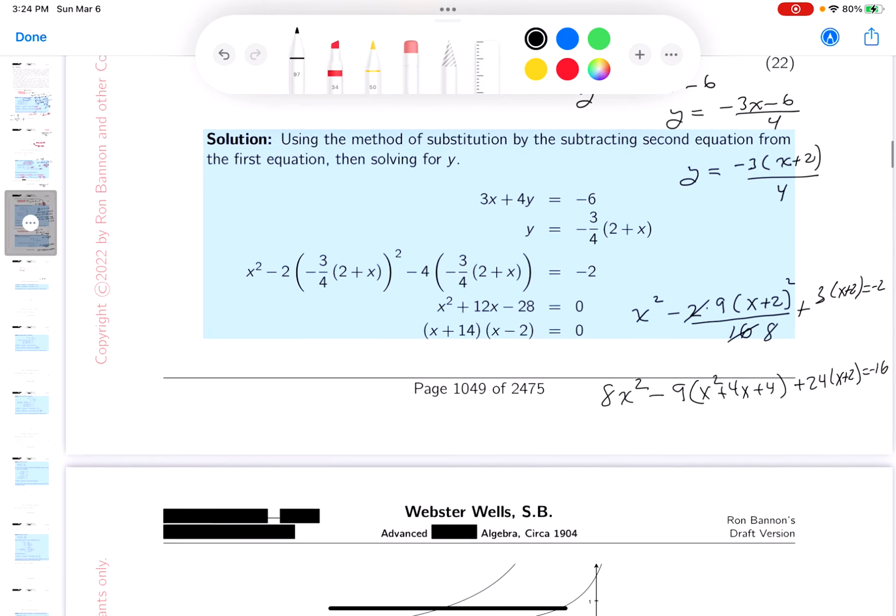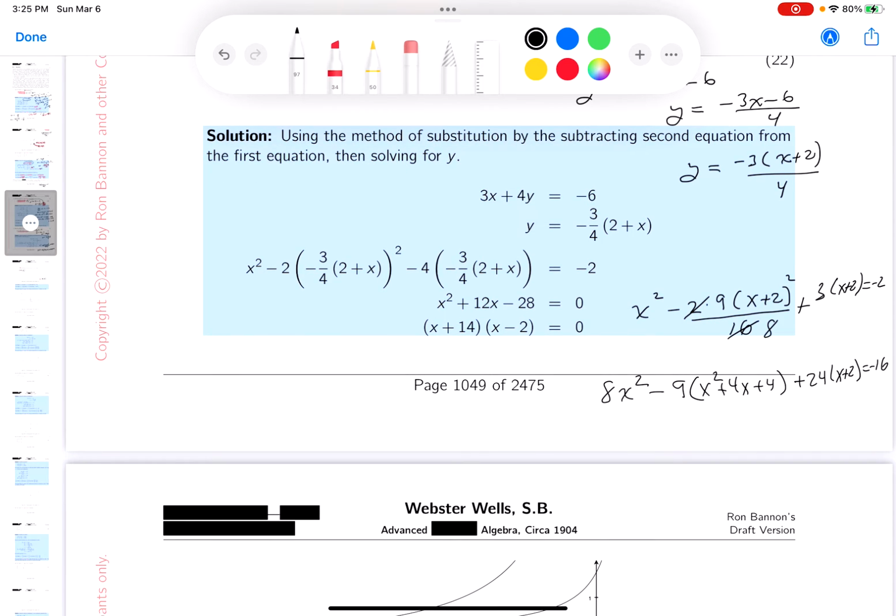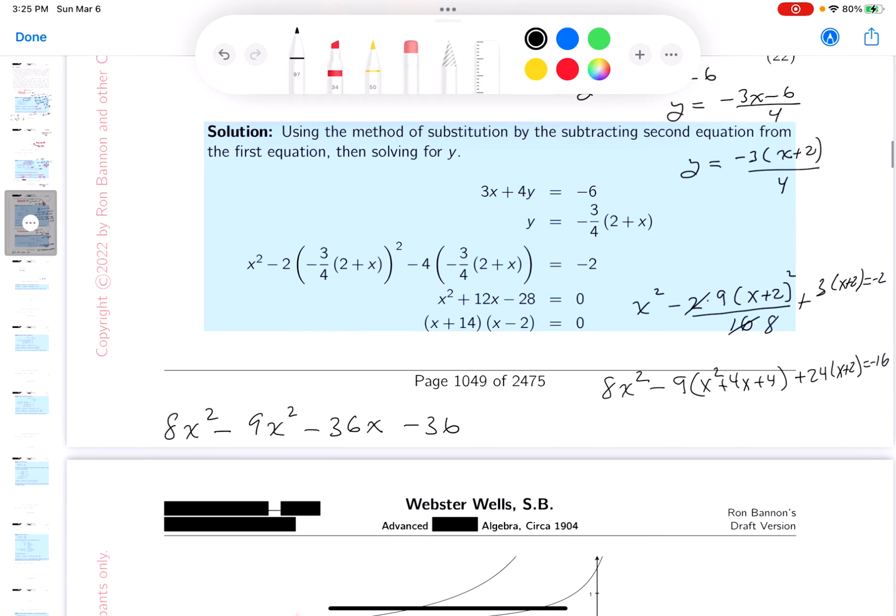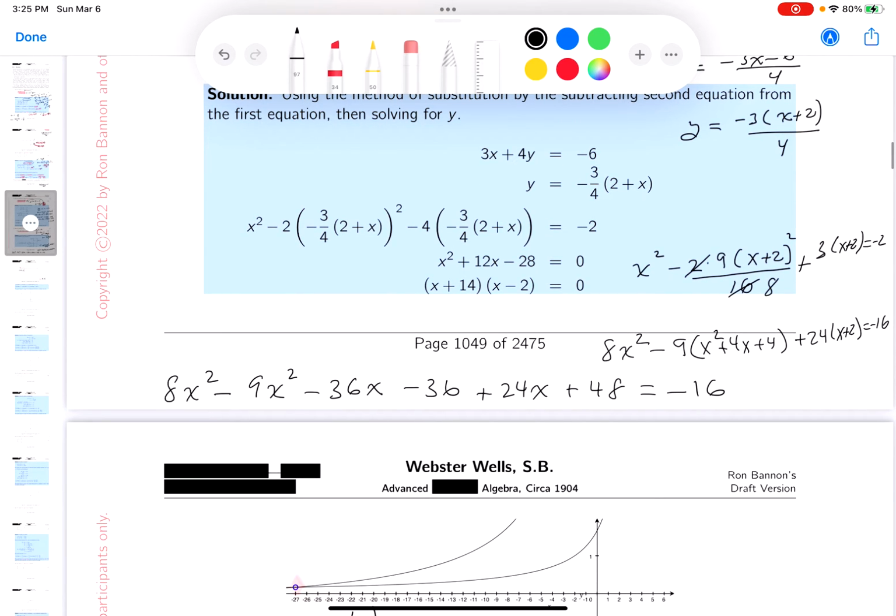All right, let's keep moving. And it looks like work, doesn't it? So you get 8x squared minus 9x squared minus 36x minus 36 plus 24x plus 48 equals minus 16. Got to keep moving. Minus x squared.